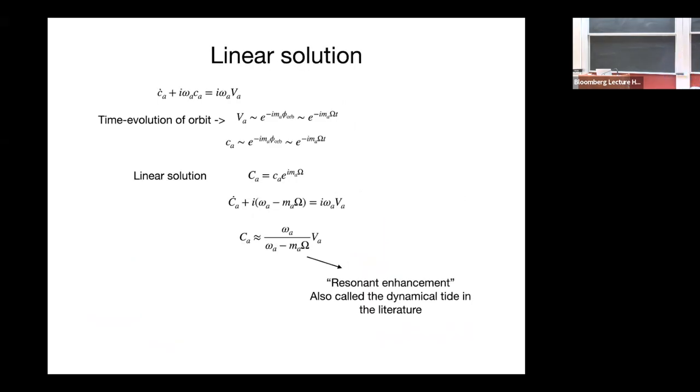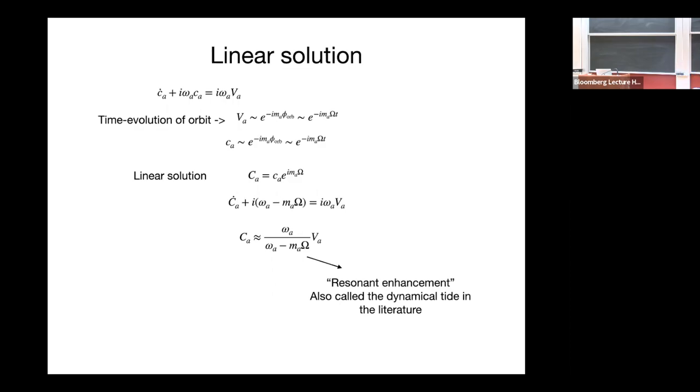So this was the harmonic oscillator equation. And as I mentioned, the forcing has a time dependence. A forced harmonic oscillator oscillates at the frequency of the forcing. So you expect that the coefficient C_A also goes as e to the minus i m_A times phi, the same term that determines the time dependence of V_A. If you take out that dominant piece, you get an equation in the rotating frame: C_A dot plus a term which is different for the prograde and retrograde modes, and then there's a V_A. All the time dependence from the orbital change has been taken out.